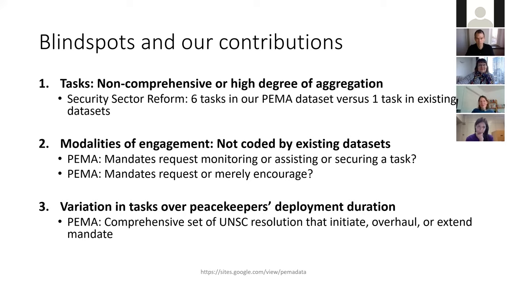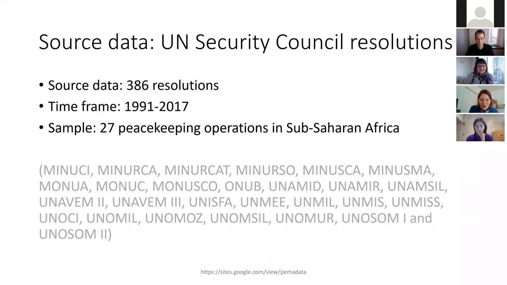And finally, as already mentioned, our dataset also codes variation over time, which is all but ignored in the existing efforts, except in the dataset by Gabi Lloyd. So we do not only code initial UN Security Council resolutions, but also resolutions that change the mandates of the peacekeeping operations. In total, we have coded 386 resolutions from 1991 to 2017 for 27 peacekeeping operations in sub-Saharan Africa.